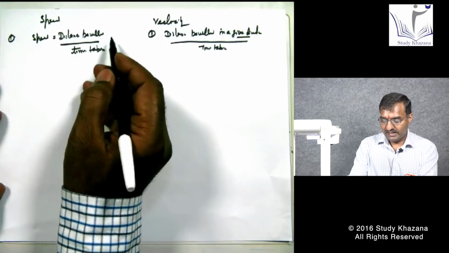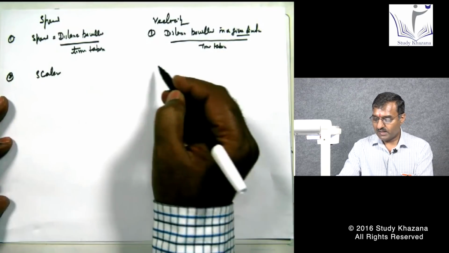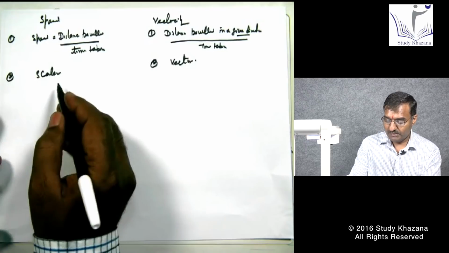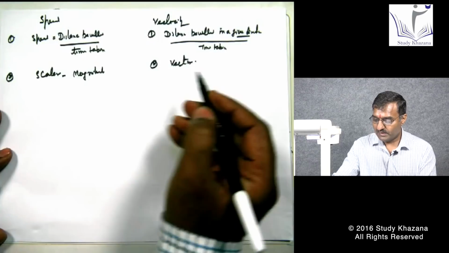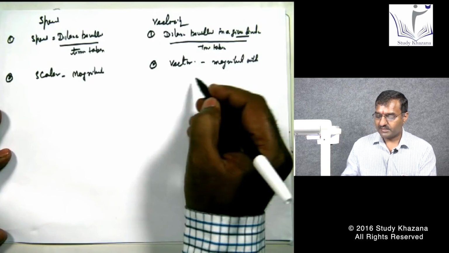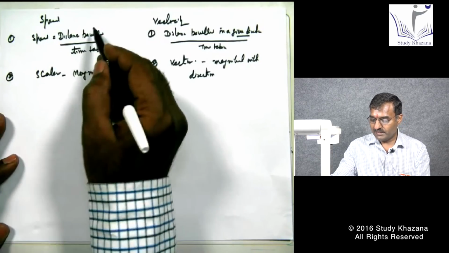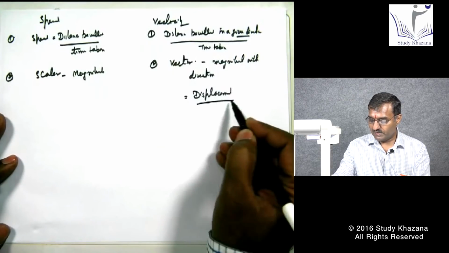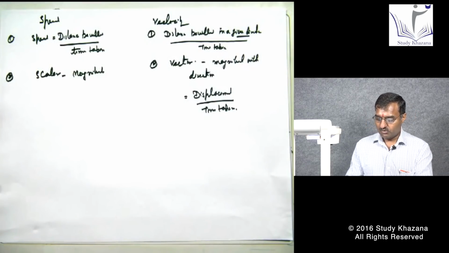Second, speed is a scalar quantity, and velocity is a vector quantity. So what is the meaning of scalar? Here we are considering only magnitude, and in case of a vector, magnitude with direction. So in case of speed we use distance, and in velocity we can also write displacement divided by time taken. So this is the simple difference by which we can differentiate speed and velocity.